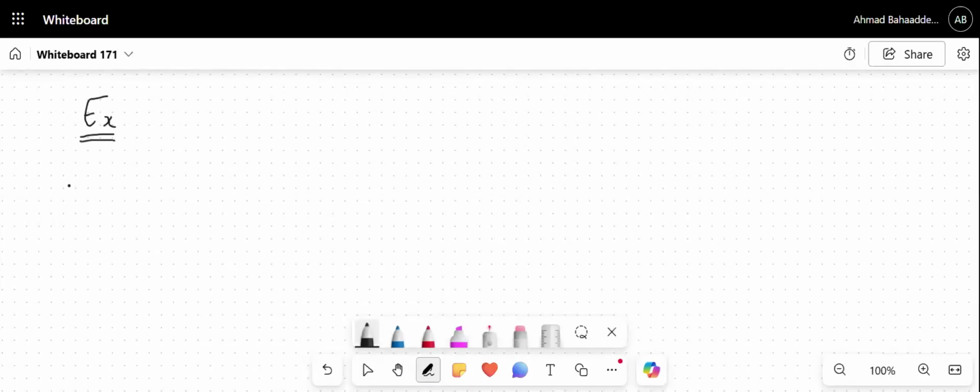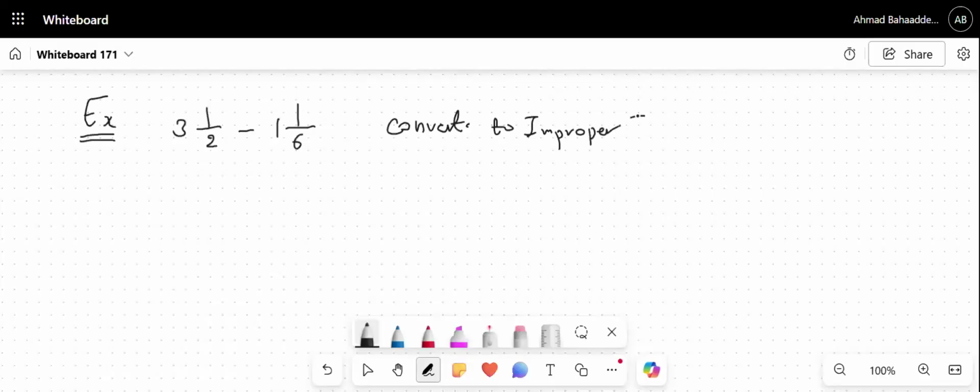I'm taking 2 terms. Well, we can take 3 terms or 4 terms. It's going to be the same way, same method. So I will have here 3 and 1/2, let's just say that, minus 1 and 1/6. Just an example, new example. So we do the same thing. The method is going to be the same. The first one is convert to improper fraction. Improper fraction. That's the easiest way, guys.